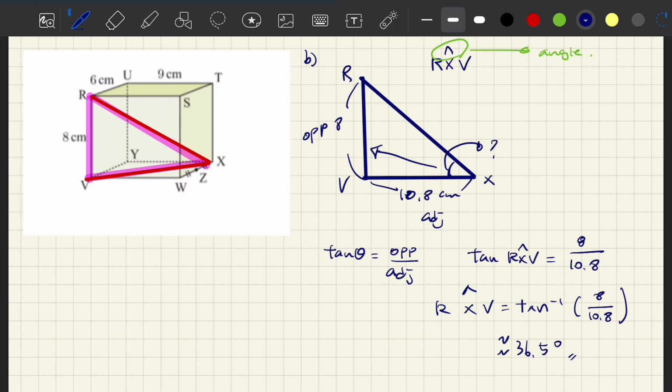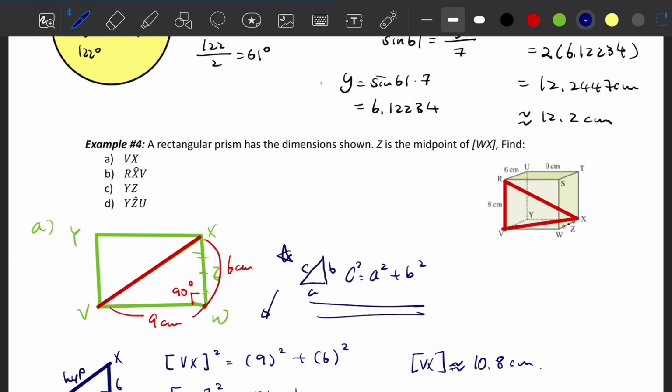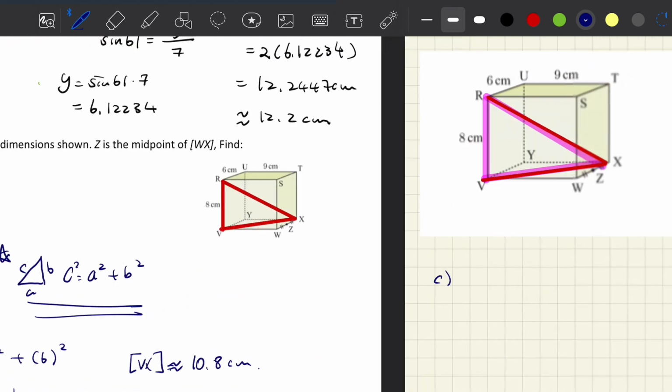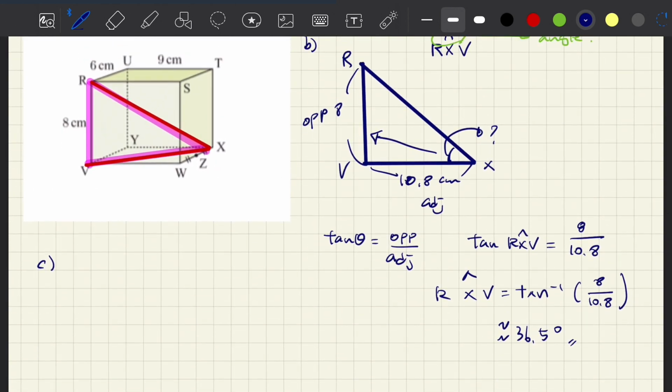Then question C was finding the line YZ. So we need to find the line YZ. The Y and Z happen right here. This also makes another triangle, but this time you need to think about how it looks in the base part of this prism.